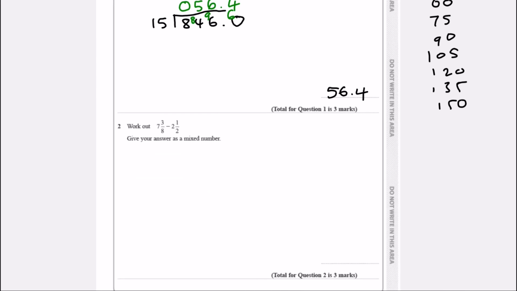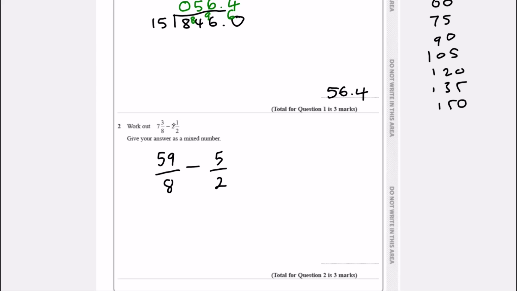Question 2. Work out 7 3/8 minus 2 1/2. Give your answer as a mixed number. So what we'll do here is change them into top-heavy, improper fractions before we do the calculation. So 7 whole ones is 7 times 8, which is 56. So it's 56/8 and 3/8. 56 and 3 make 59. So we've got 59/8. And 2 whole ones is 2 times 2, 4 halves, plus another half, 5 halves.